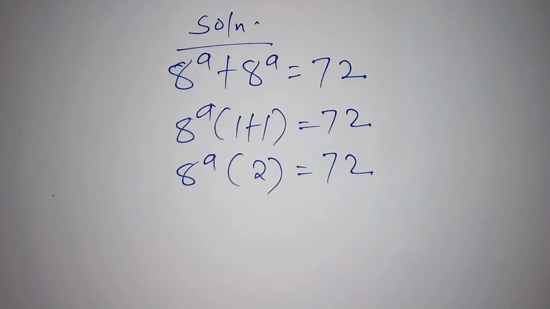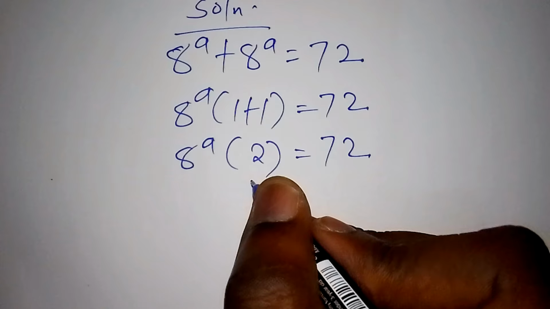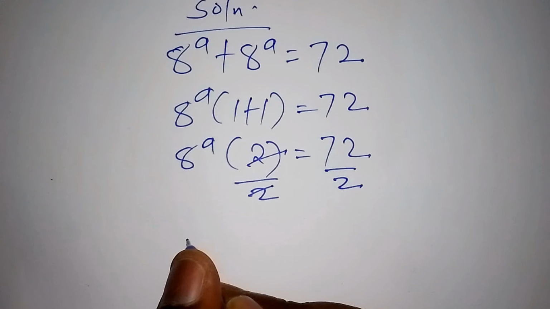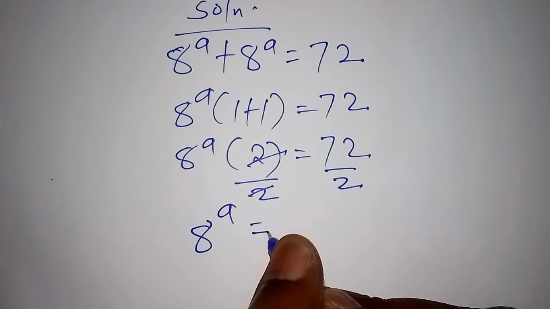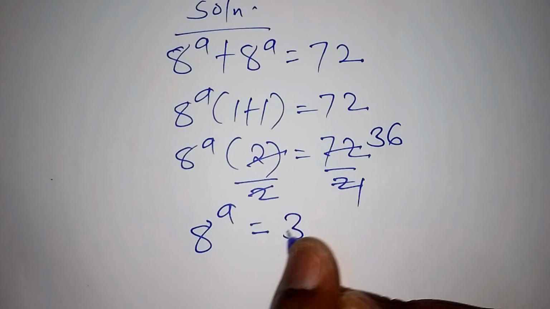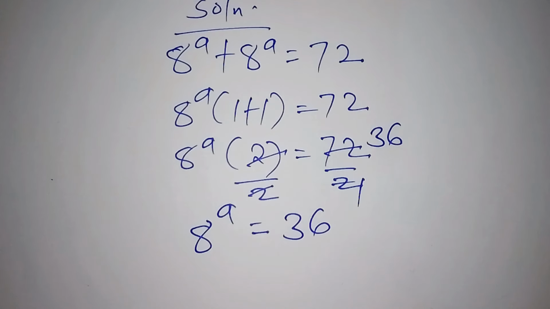From here we shall divide both sides by 2. So divide by 2, divide by 2. 2 by 2 cancel. So now 8 to the power of a is equal to, half of 72 is 36. So now 8 to the power of a is equal to 36. Still we are asked to find the value for a. So how do we find the value for a? Let's introduce the log of both sides.